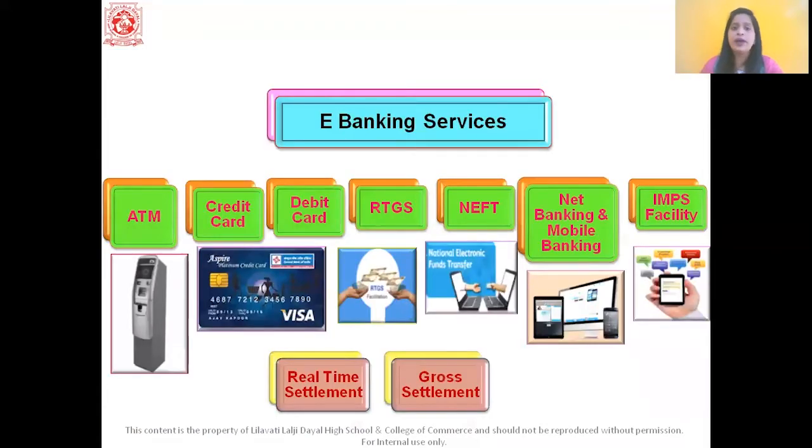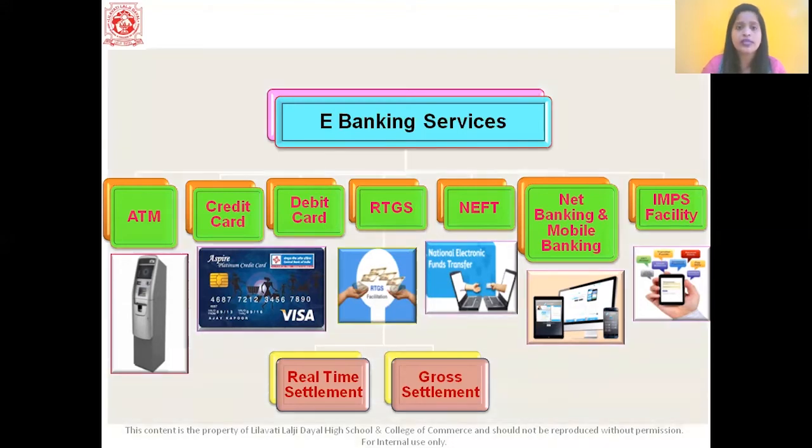Let us see what e-banking services that are there in your textbook. First, we all are aware about these e-banking services. You have the ATM facility, credit card facility, debit card facility. Then you have RTGS, real-time gross settlement. Then you have NEFT, that is National Electronic Fund Transfer. You have net banking and mobile banking, and you have IMPS, that is immediate payment services. So these are the functions that e-banking offers.